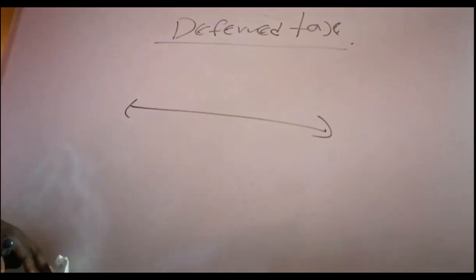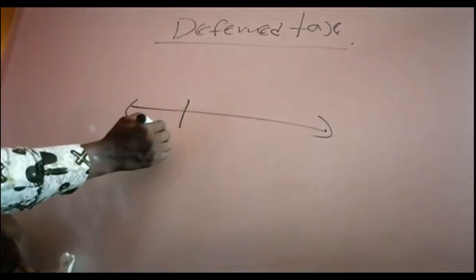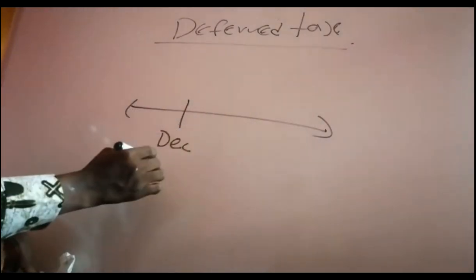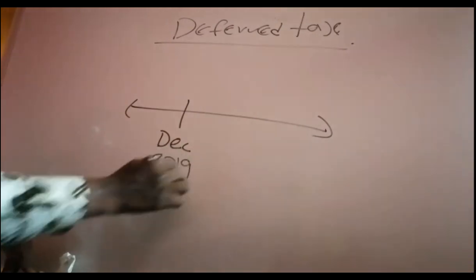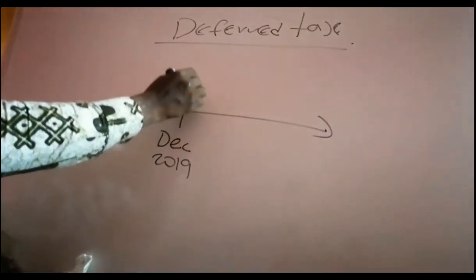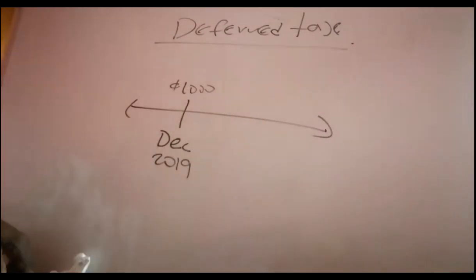Good. Now let's see. Let's assume that we are in December 2019. We have done our financial statement. And there's one particular transaction. This transaction, the value is 1,000 Ghana cedis.